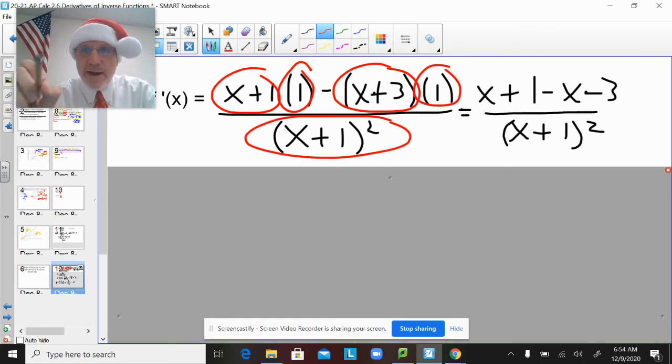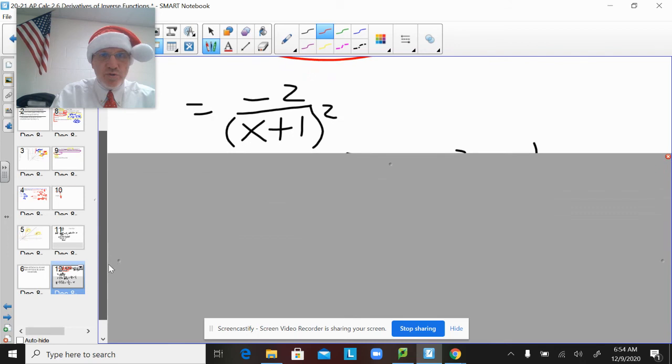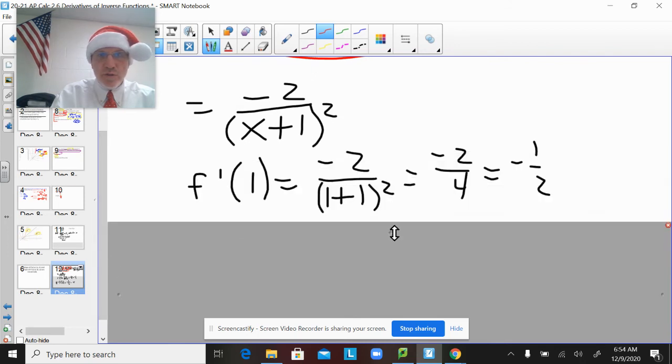I distributed a minus sign up top. I got x plus 1 minus x minus 3, which simplified to, I believe, negative 2 over x plus 1 squared. See if that's what I got. It is. So there's my derivative. I'm going to evaluate that at 1, not at 2, but at 1. So I just plugged in 1 here. I got negative 2 over 1 plus 1 squared. Turned out to be negative a half.